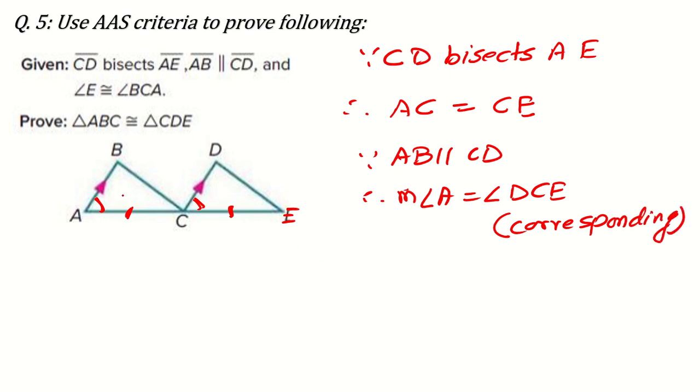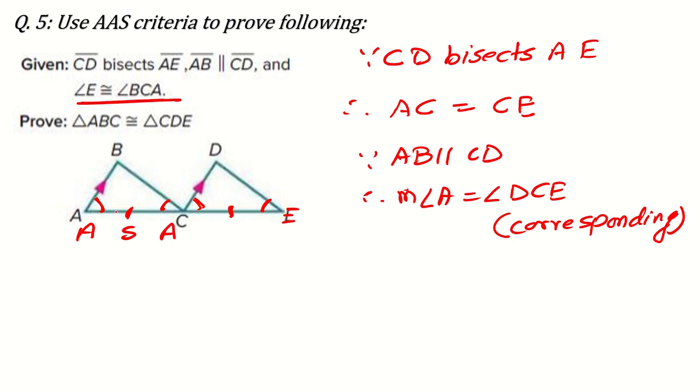Now you see, are we done? No, we need to find one more angle. So from where will we get that angle? Angle E is equal to, it is given here, angle E is equal to BCA. BCA means this angle. So again the problem is that this is satisfying the ASA criteria.